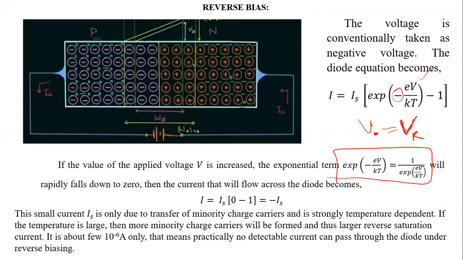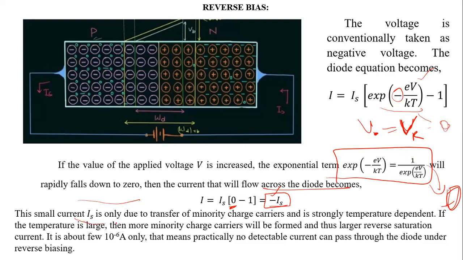Now, if the V value increases, this term falls down to 0, because the denominator will become very large. If the denominator becomes very large, this term 1 upon exponential of EV upon KT falls down to 0. So you can just put this term as 0 here. By putting this term as 0, the current across the diode will become minus IS. There is a minus sign here because the current is in the reverse direction.